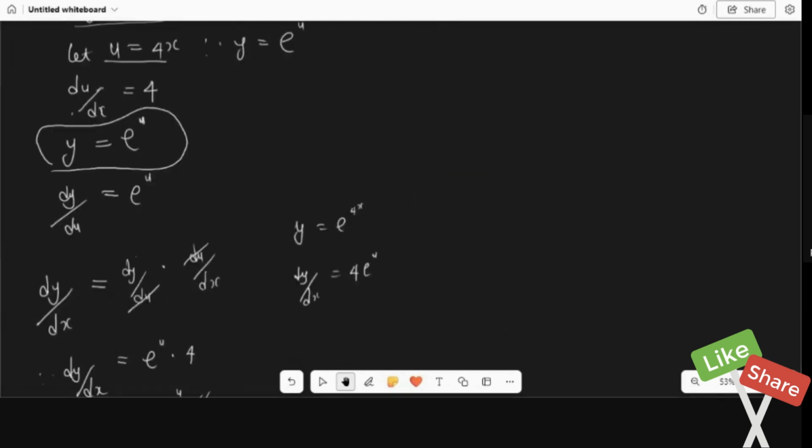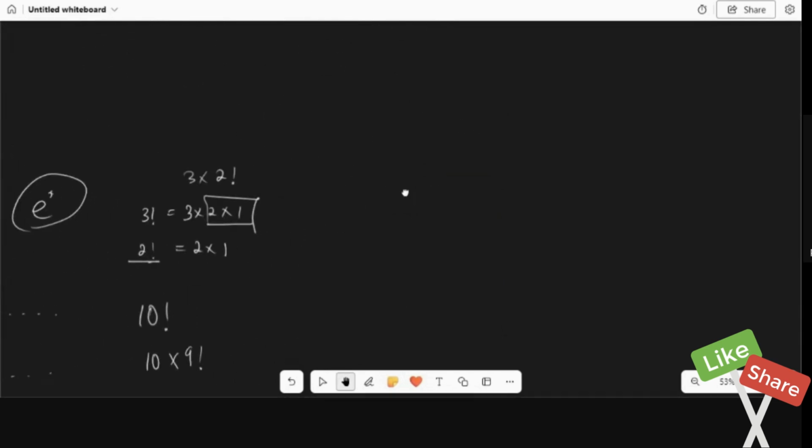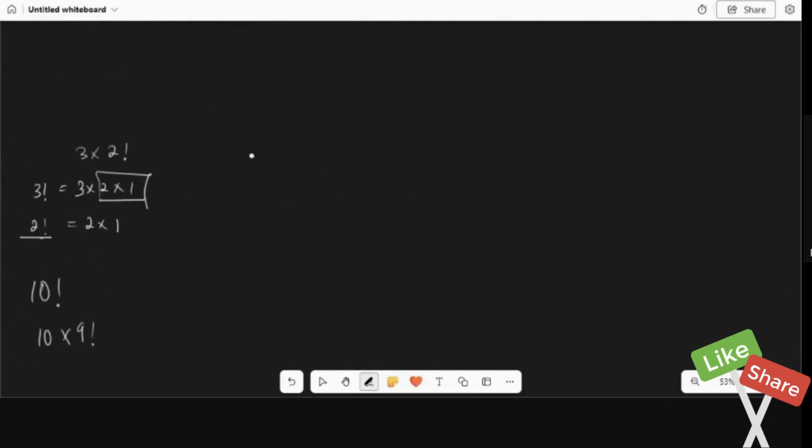So let's take more. Example number 2. Let's say, for example, y is equal to e to the power of x to the power of 2. Like, Sir Peter, what kind of equations are you giving us? But it is real: e to the power of x squared.